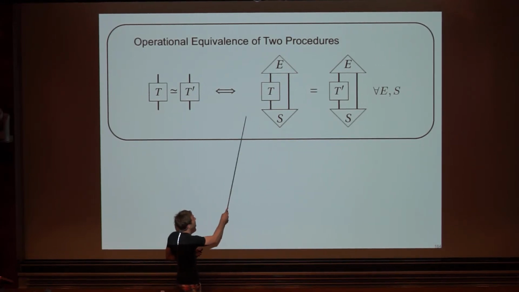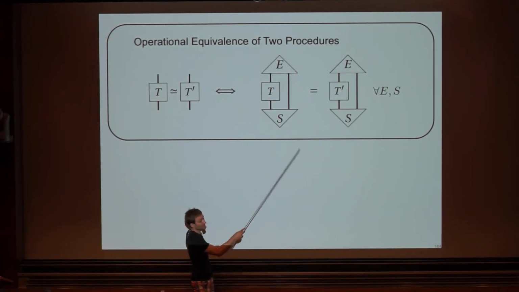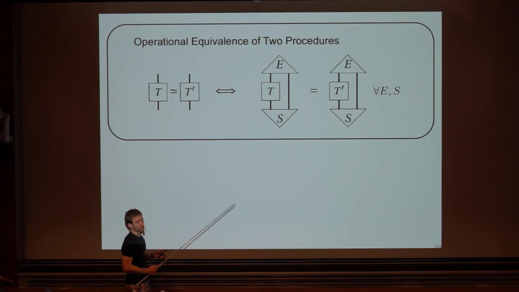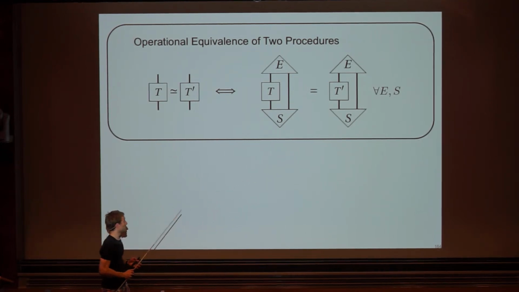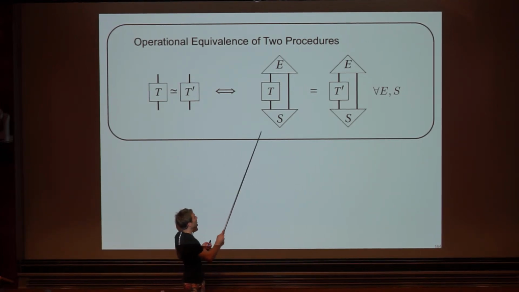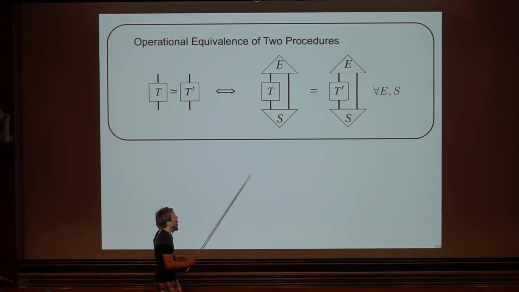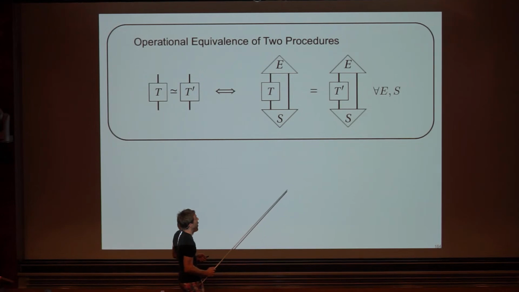And really, I should have drawn the probability rule being applied to these diagrams, because strictly speaking, they're not probabilities until you apply the probability rule. But if they lead to the same probabilities for all circuits in which they can be embedded, then T and T prime are operationally equivalent.